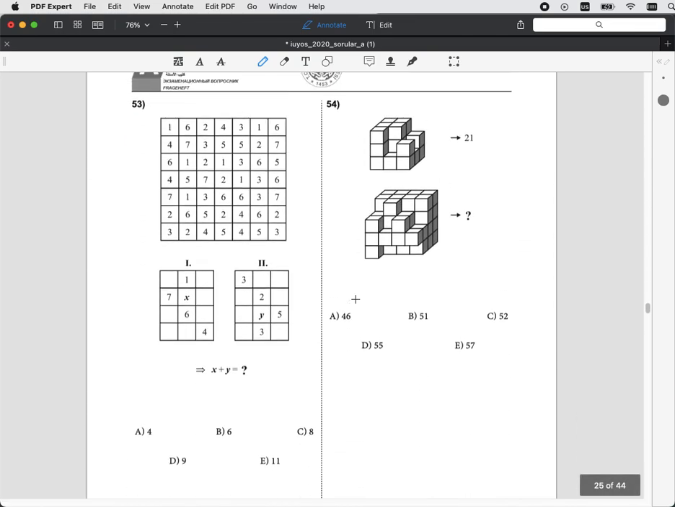Now 53. One, seven, six, four. Okay, here it is, 1 7 6 4. Then x is going to be 2. X is 2. This one is here, 3 2 5 8. 3 2 5 and 3, right? Then y is 6. So the answer is C.